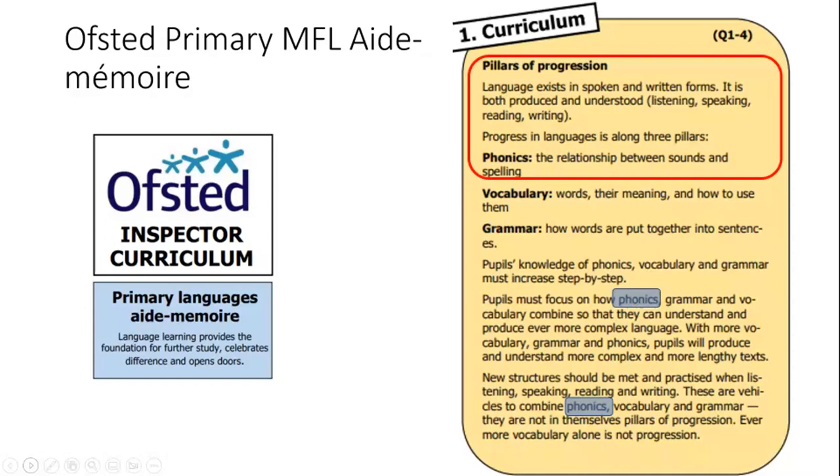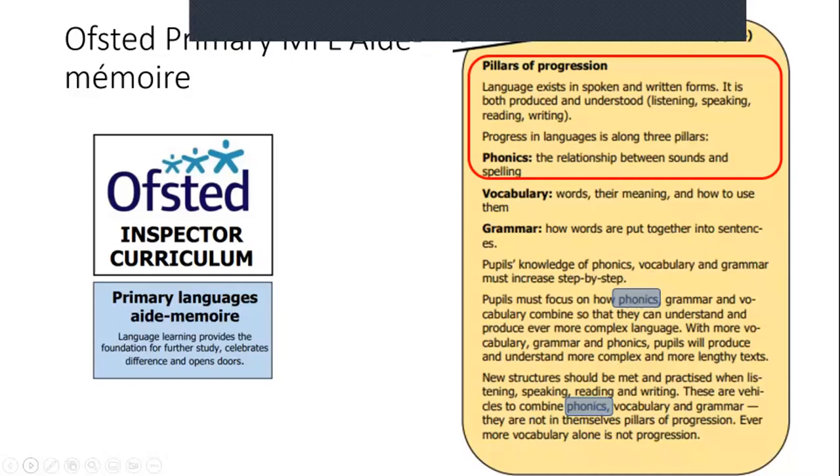So we do know that this very much links with the Ofsted research review, which talks about the pillars of progression, and that phonics is one of them. I've highlighted here how it talks about pupils having to focus on how phonics as well as grammar and vocab combine, and also that the 4 language learning skills of listening, speaking, reading and writing are the way that the language is practiced and used. They're vehicles to combine phonics, vocab and grammar, and are not themselves pillars of progression.